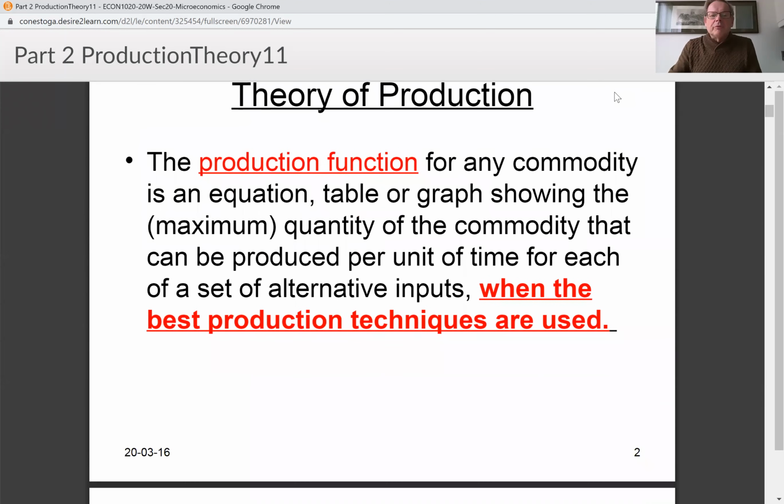So the production function of any commodity is an equation, table, or graph showing the maximum quantity of the commodity that can be produced per unit of time for each of a set of alternative inputs. And please highlight this, what is in red. It is very important that we use the best production techniques available. If we're not using the best production techniques, somebody will eat our lunch, put us out of business.